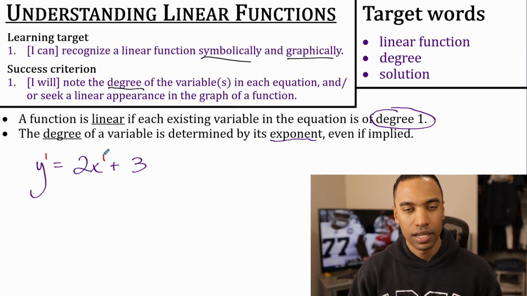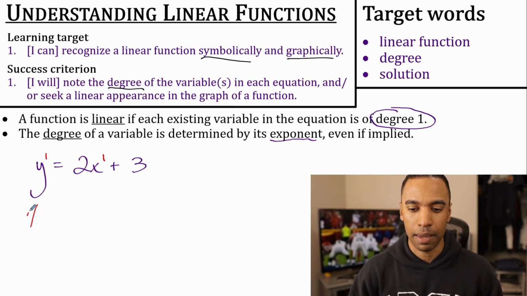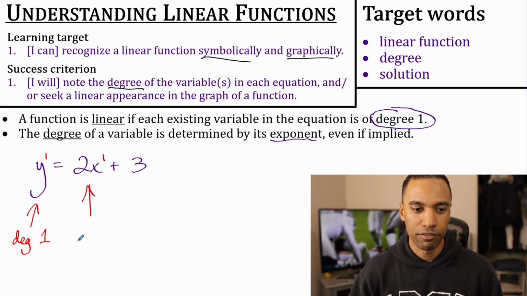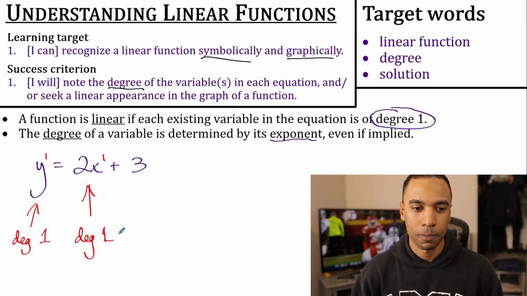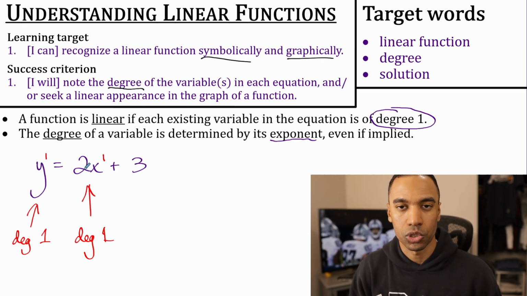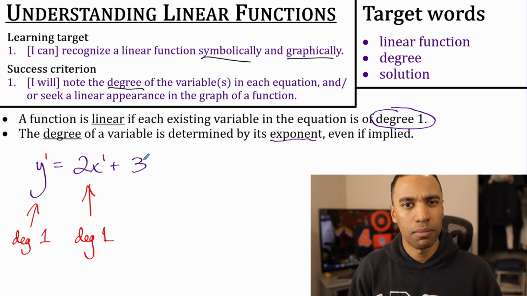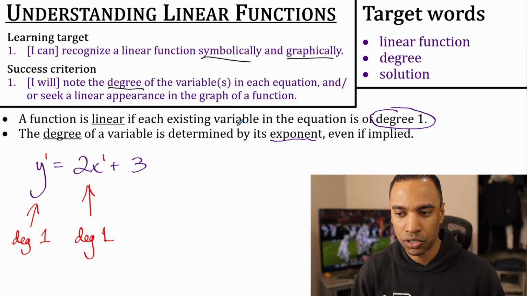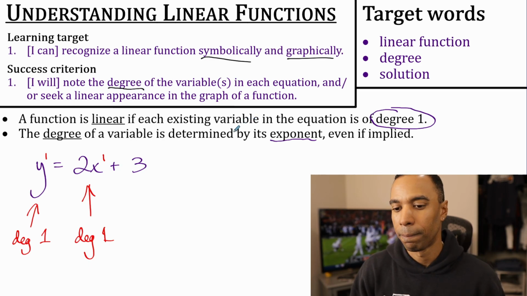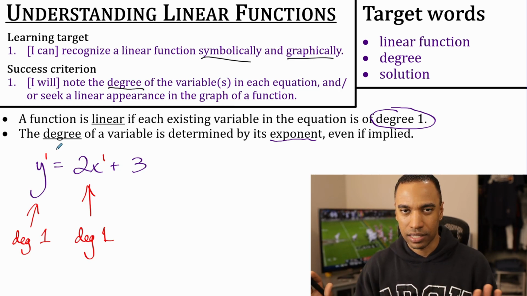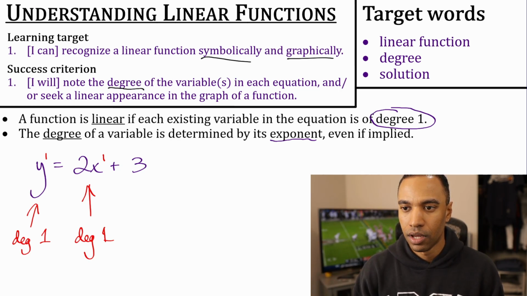And because it's a 1 in the exponent, that means that these each have degree 1. Degree 1 for y, degree 1 for x. At least for the terms, or at least for the variables, these terms are also of degree 1. The 3 term is called of degree 0. We can ignore that because I talked about the existing variables, not existing terms. So as long as the variables are of degree 1, in the long run, that's really what we're looking for.